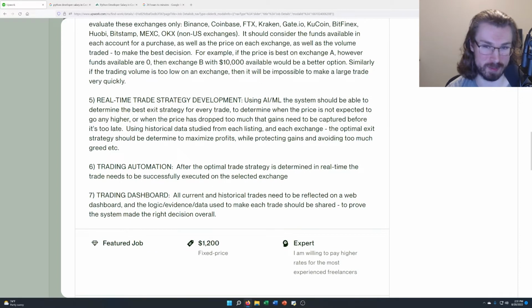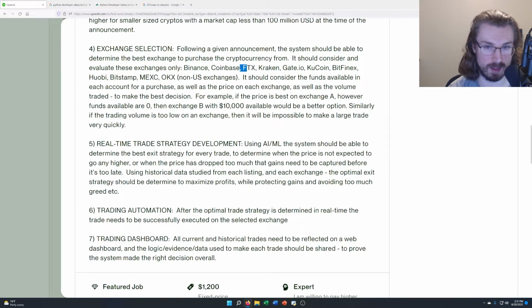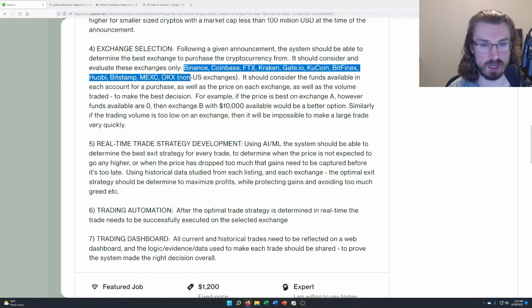So a lot of compute here. It should consider the funds available in each account for a purchase. So it has to check, do I actually have money in the account, right? Because you'll have to make the account for all of these. Well, no, it wouldn't have. You just need probably a brokerage, so Interactive Brokers, right? You just need API access to these to read whatever the value is of the crypto asset.